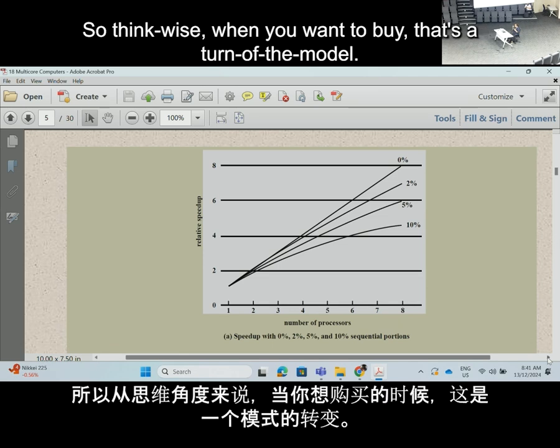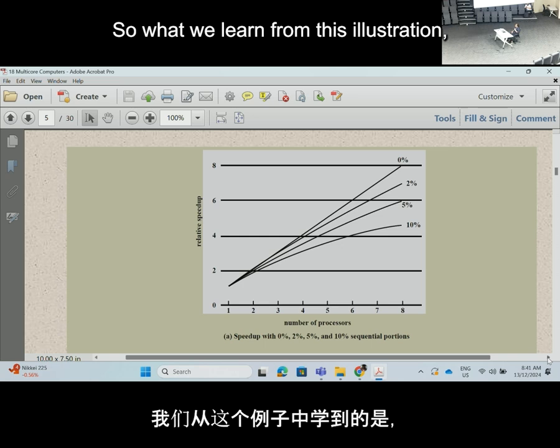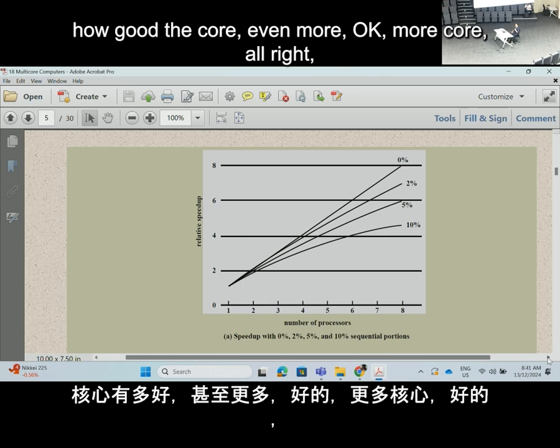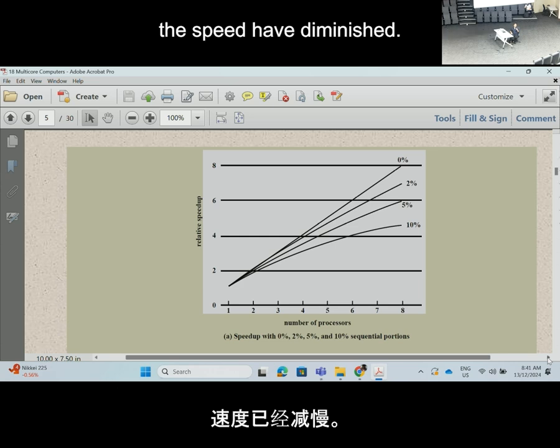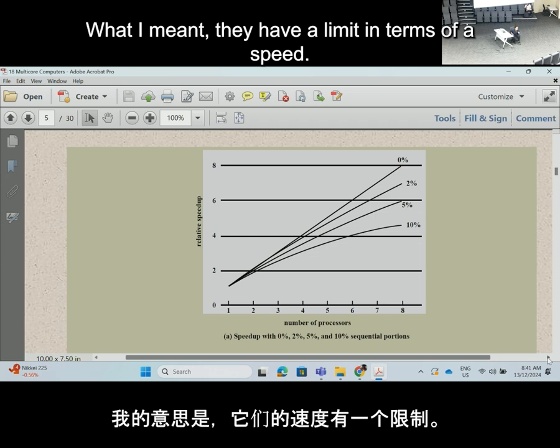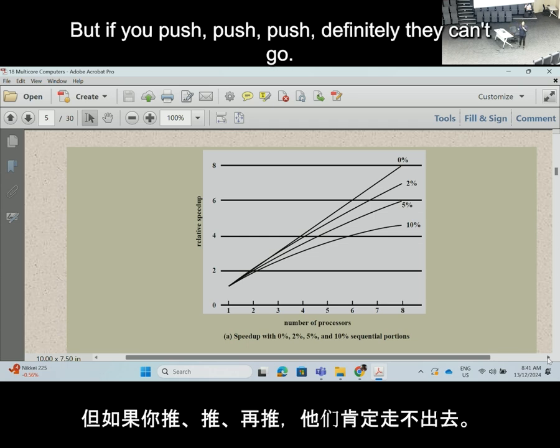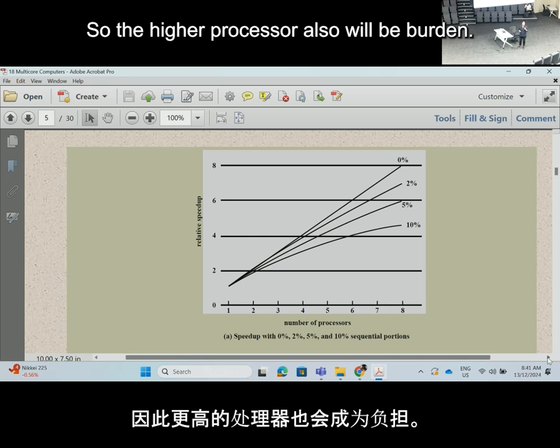So think wise when you want to buy a certain model. What we learn from this illustration is that no matter how good the core is, even with more cores, the speed gains have diminished. They have a limit in terms of speed. But if you push, definitely they can go higher.